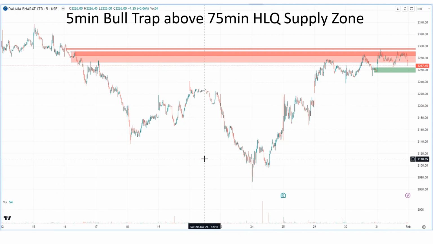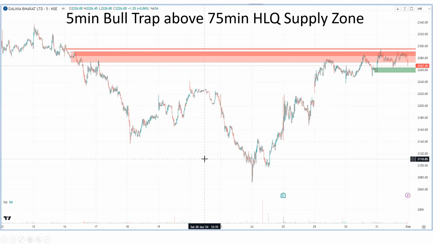So this is the first example, and the name of the stock is Dalmia Bharat. This is a 5 minute bull trap above a 75 minute high liquidity supply zone. This is a 5 minute chart. This entire thing is a 75 minute high liquidity zone, and above that zone we have a 5 minute bull trap set by institutions just above it.